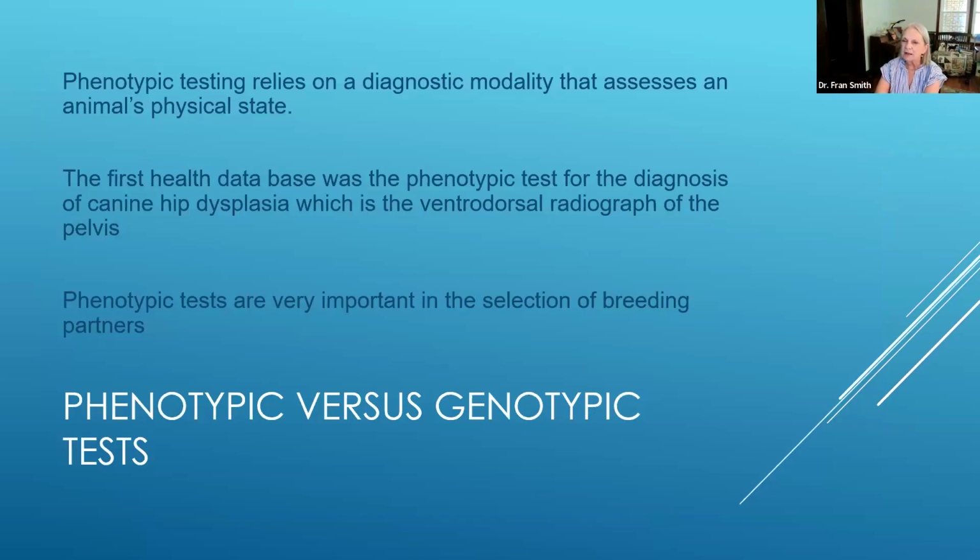So first, we're going to talk a little bit about phenotypic testing. It relies on a diagnostic method that assesses an animal's physical state. To be ultra simplistic, phenotype helps you identify a dog as a black dog. It doesn't tell you what other colors that black dog might carry in its genome. And the very first health database that was developed was the phenotypic test for the diagnosis of canine hip dysplasia, which, as you know, is the ventrodorsal, or we call it VD X-ray of the pelvis.